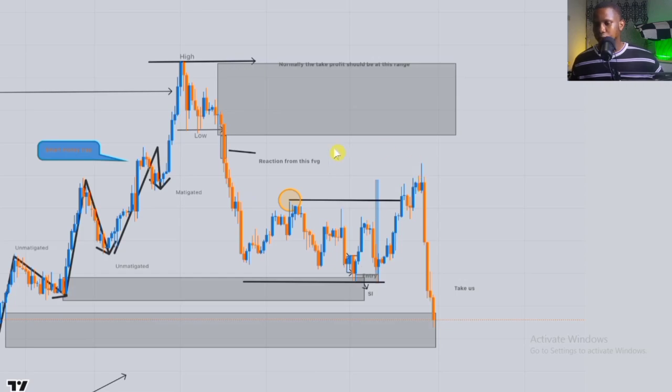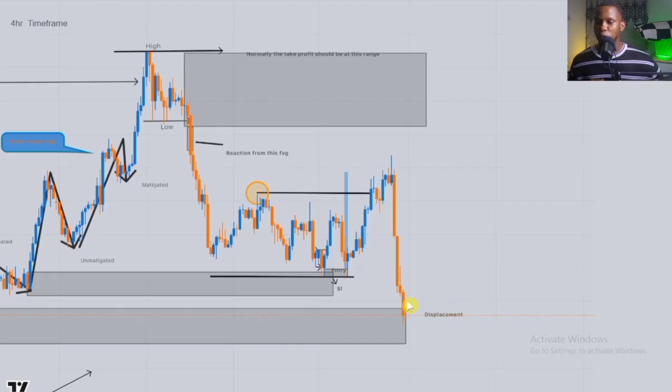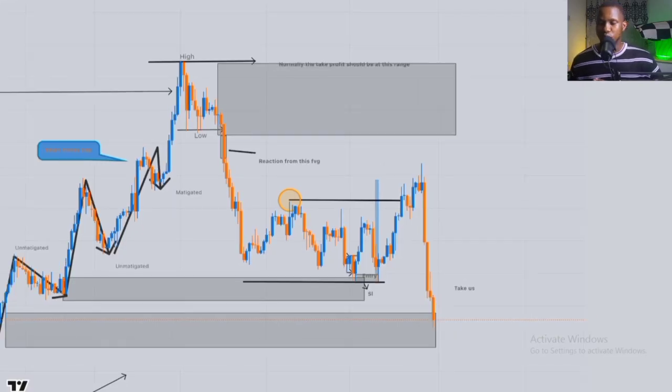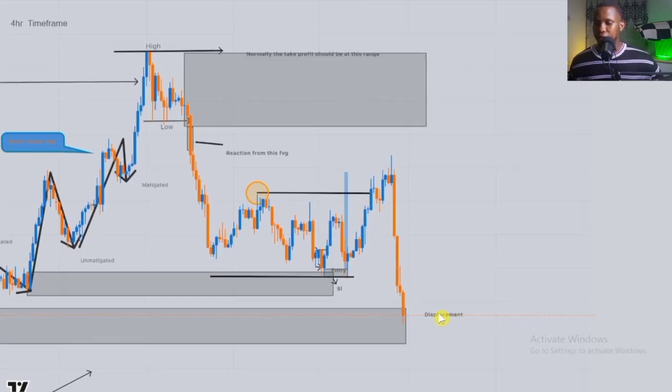So this push downwards pushed us to this extreme area of interest right here now. Again, we'll be waiting for our area of interest, which is a displacement. What I want is for price action to come and take out the high of this week that mitigated our area of interest. Let's see whether we'll have something like that.